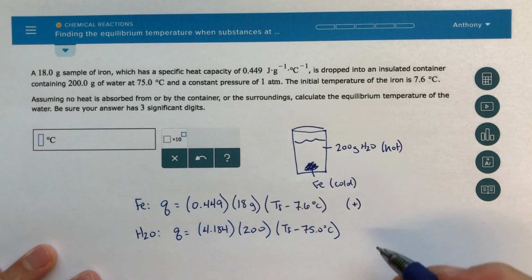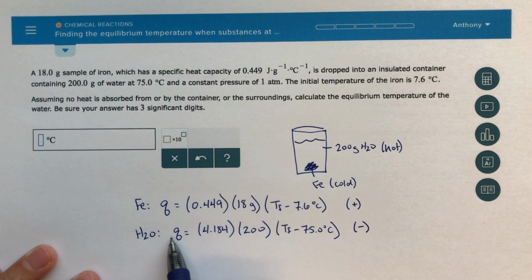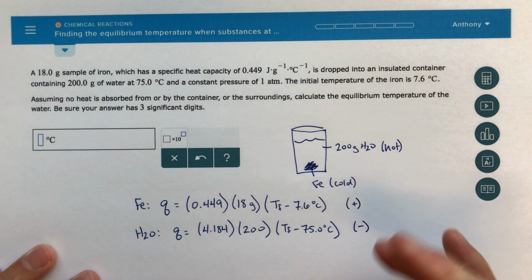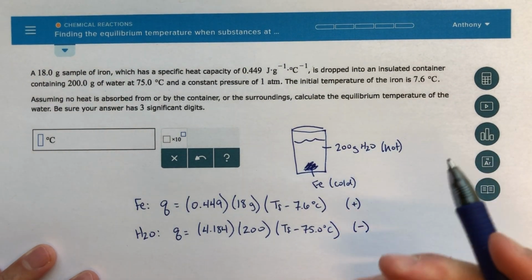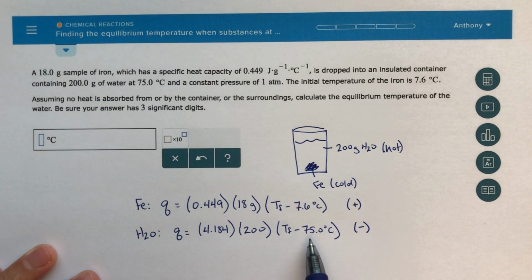Now, I should also point out in this case, this is going to be a negative value, right? This energy here, the sign for that water, from the point of view of the water, it's losing energy, right? It's going from hot water. It's going to cool down a little bit when you put that piece of iron in. And so this T final minus 75, it's always T final minus T initial. This will end up being negative value, right?